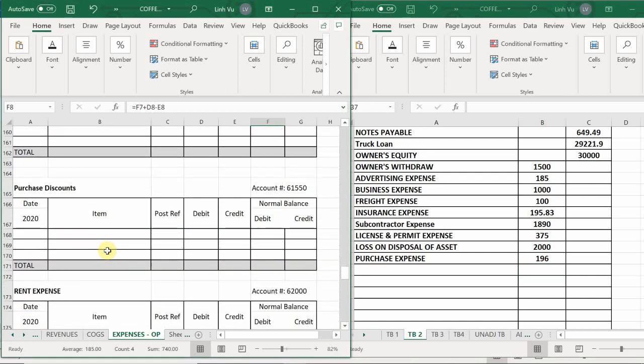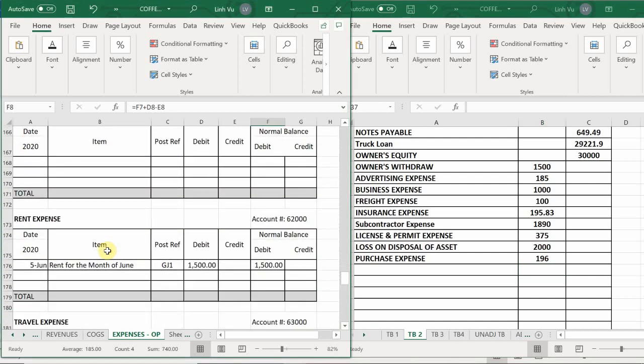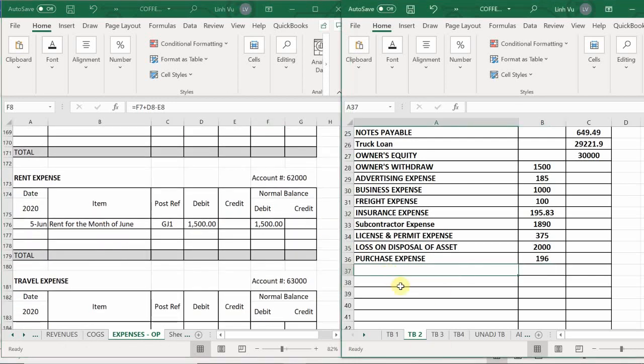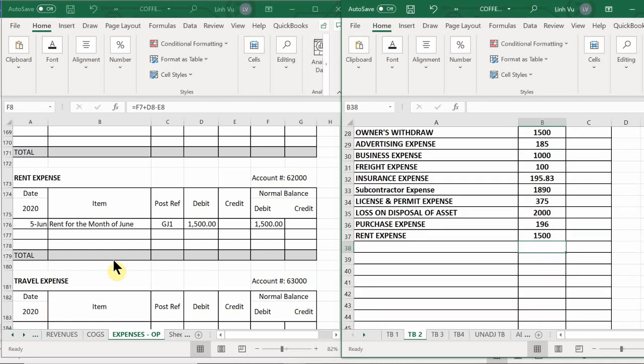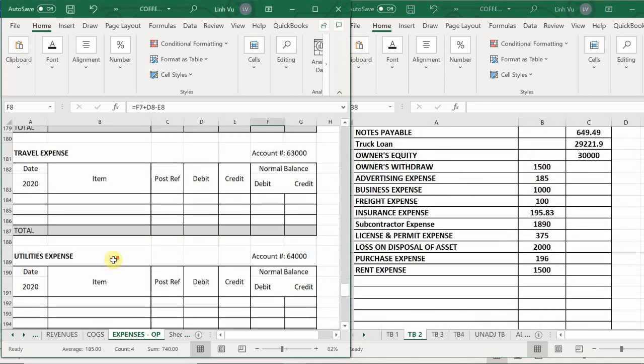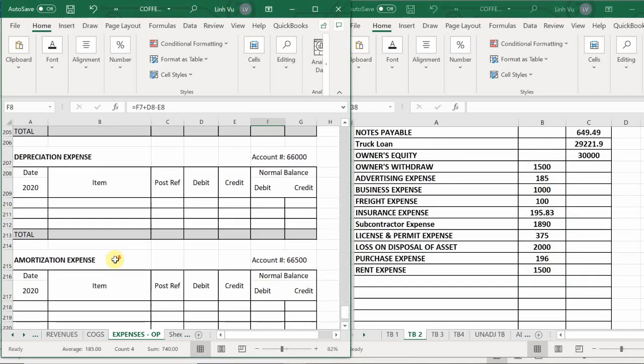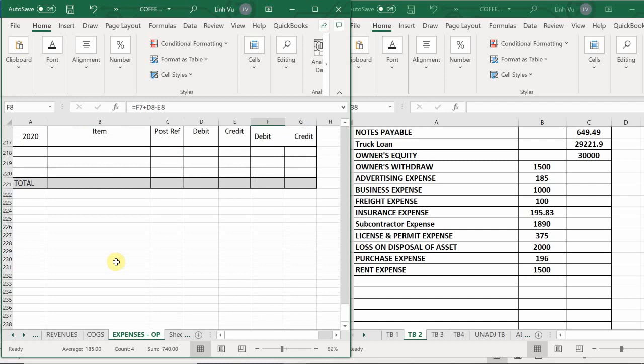No returns or discounts yet. Okay. We have rent expense for $1,500. And let's see what else happened here. No travel expense, no utilities expense, no bad debt expense, depreciation or amortization expense. So let's go ahead and sum up our totals here.